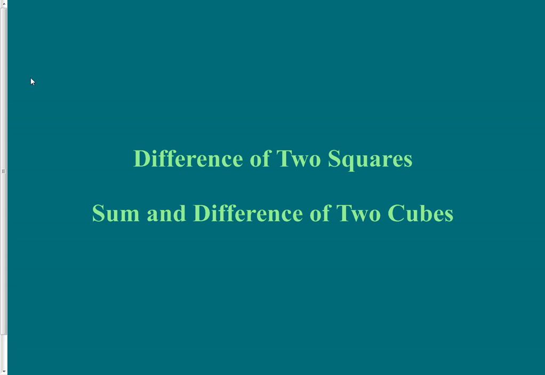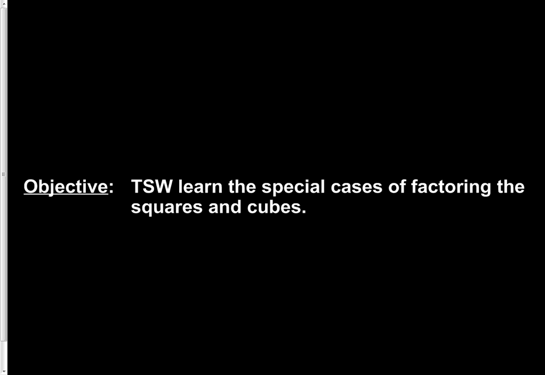Okay, Algebra 2 students, I appreciate you finding time to do your notes. Today we're going to continue on with our discussion of factoring, and we're going to be looking at three particular rules, and they are called the difference of two squares, the sum of two cubes, and the difference of two cubes. So if you would please copy down your title as well as your objective. And your objective for this day is the student will learn the special cases of factoring the squares and cubes.